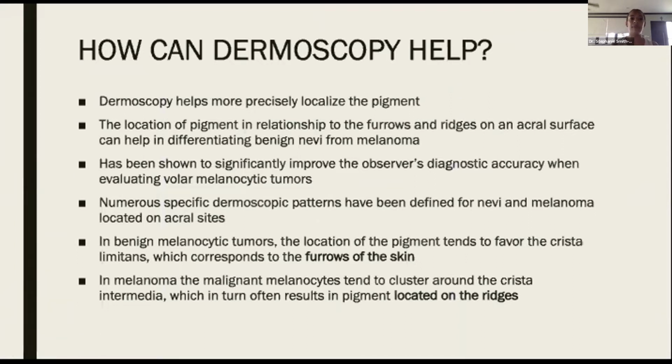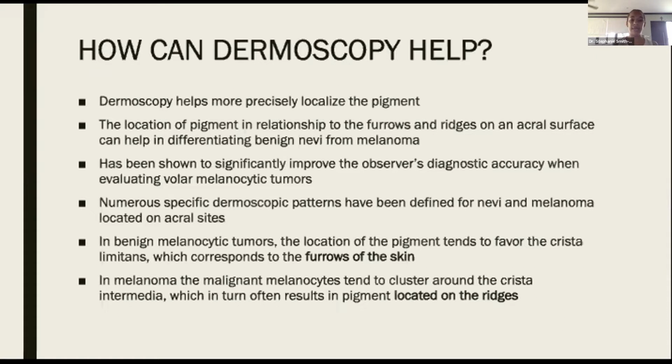So the location of pigment in relationship to the furrows and ridges on an acral surface can help in distinguishing benign nevi from a melanoma. And this is when you're dealing with small lesions, not in the case of what was presented. But in the next slide, I'll show you what I'm talking about. Dermoscopy has been shown to significantly improve the observer's diagnostic accuracy when we're evaluating these acral melanocytic lesions. There are numerous specific dermoscopic patterns that have been defined for nevi and melanoma located on these acral sites.